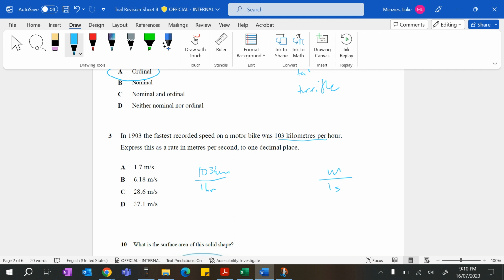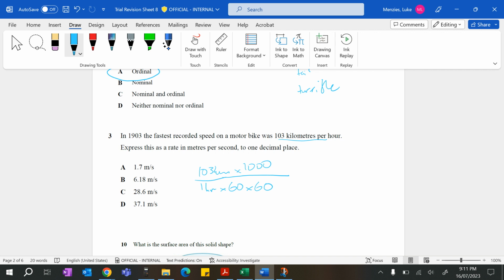What I like to do is convert these as a fraction, and this is how I do it. Metres per second. I'm going to convert the top to metres by multiplying by 1,000, because in a kilometre there's 1,000 metres. Then underneath, I'm going to turn hours into seconds. I times it by 60 to take it to minutes, and times it by 60 again to take it to seconds.